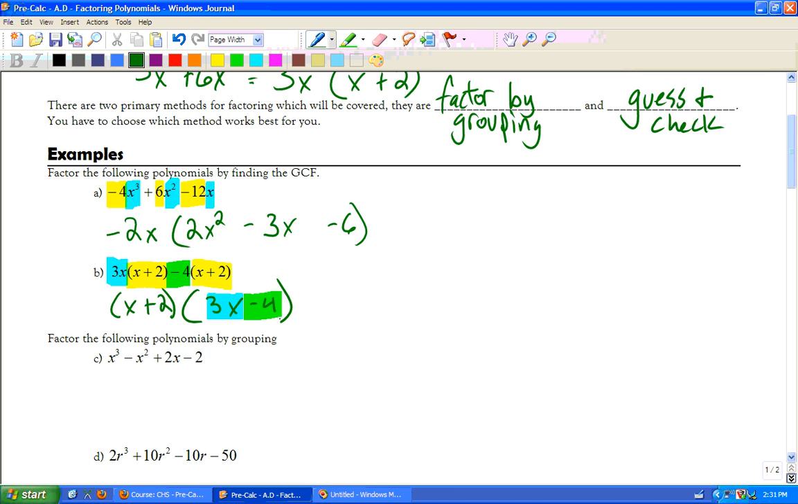In that case, the factoring is actually pretty simple, but it's just hard to recognize that sometimes our factors can be binomial expressions. So 3x times quantity x plus 2 minus 4 times quantity x plus 2 results in x plus 2 times 3x minus 4.